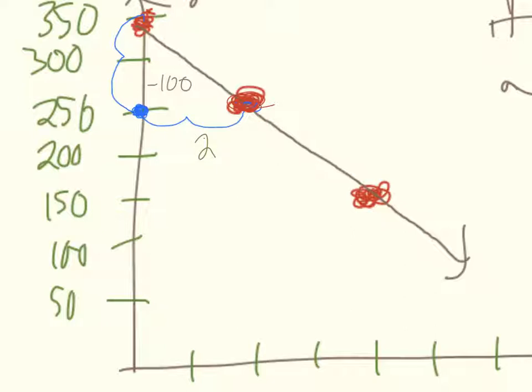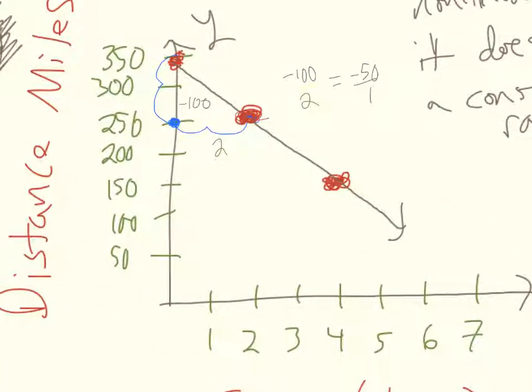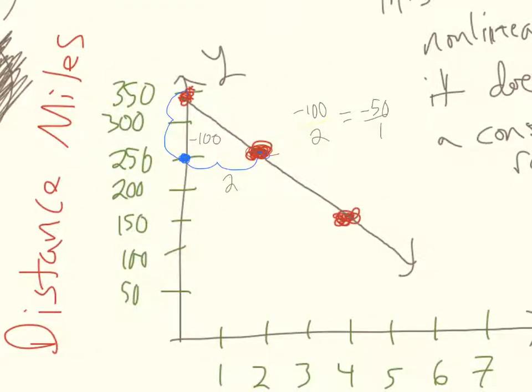So if we wanted to write that as rise over run, we would say it went down 100 over 2. So that's the rate of change, negative 100 over 2. We could simplify that. Negative 100 divided by 2 is just negative 50. So this has a rate of change of 50 per 1 hour. So you would decrease 50 miles every 1 hour.